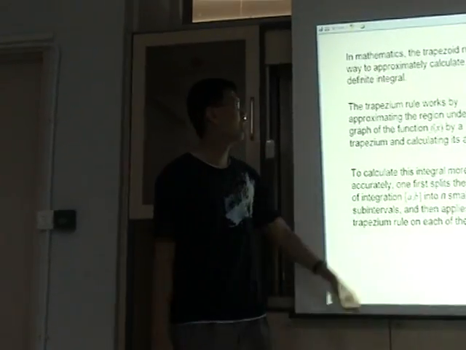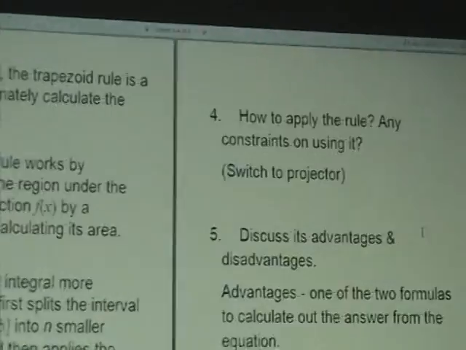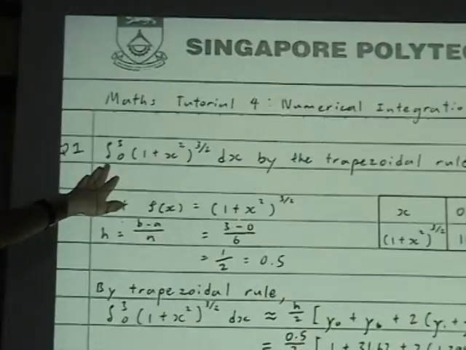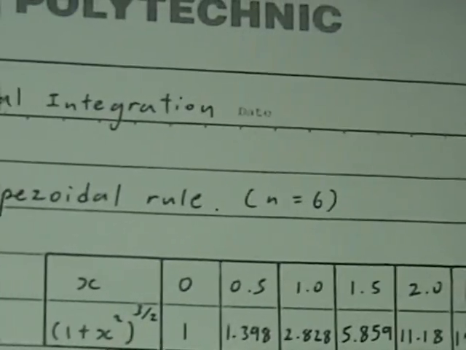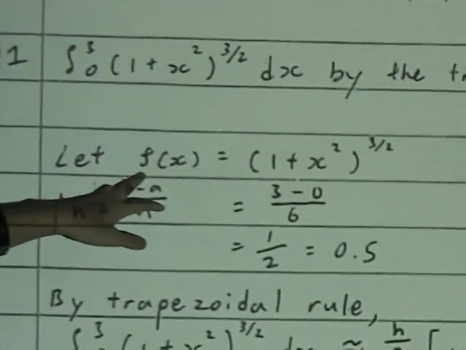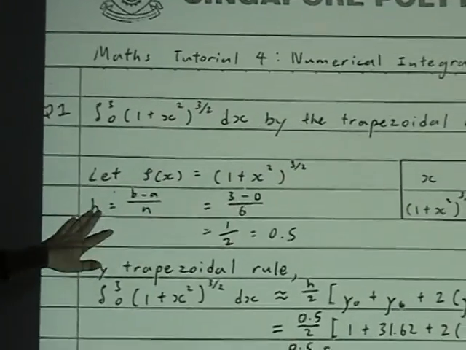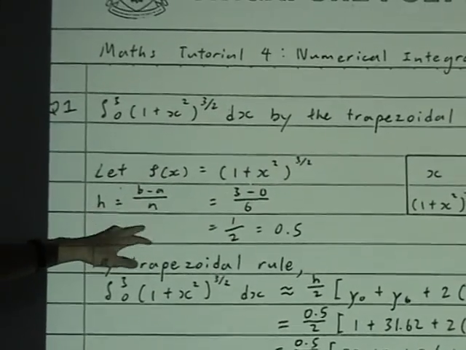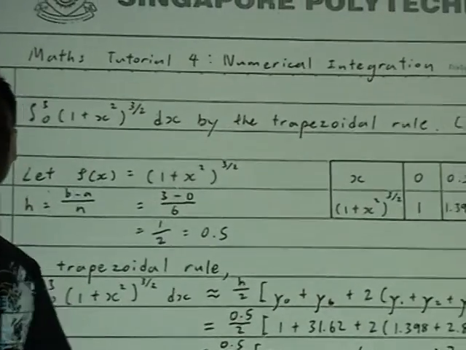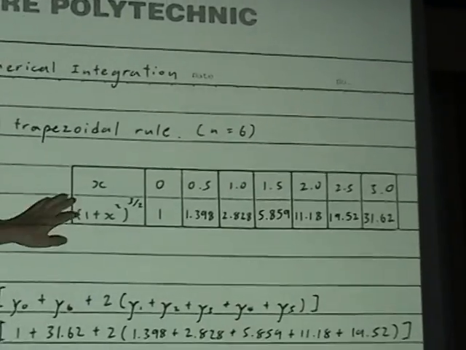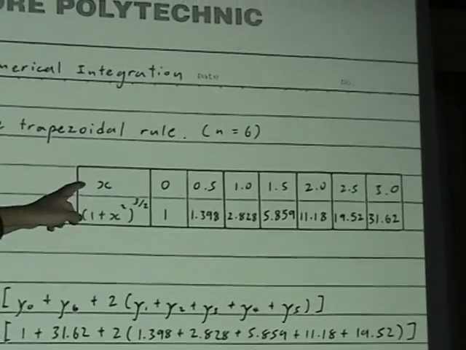So, I will be doing question 4 on how to apply the rule and any constraint of using it. I will be using chapter 4, tutorial 4, question number 1 to present how we apply the rule. So question 1, given the equation with n equals 6, we will first use the formula with f(x) equals the equation and h equals (b minus a) over n, which will get us the value of 0.5, which is the interval between each strip. As you know, there are 6 strips.